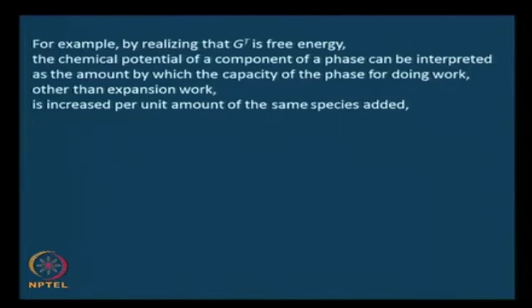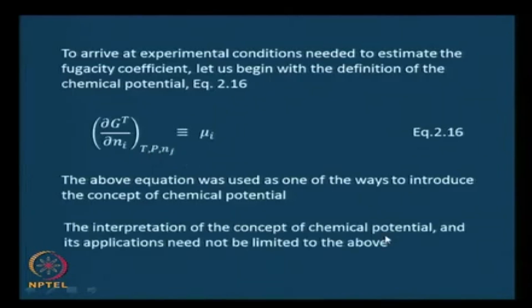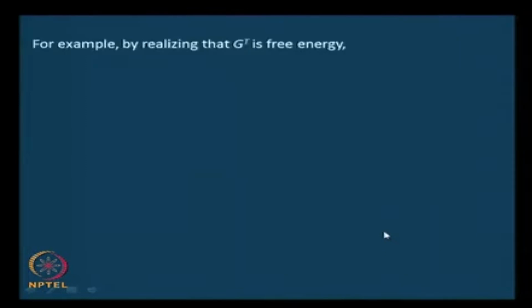This comes from whatever we have seen earlier, ∂Gt/∂Ni at constant T, P, nj was given as a chemical potential. Now, we are looking at Gt as the free energy, or the capacity to do work apart from PV work, and then we said that this is the amount by which it increases when you infinitesimally add one of the species at constant temperature, pressure, and all other species remaining constant. That is one of the ways to interpret it. It is good to know this. Let us look at it again from this background.